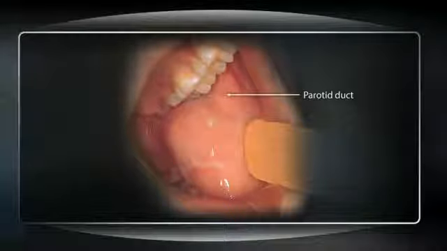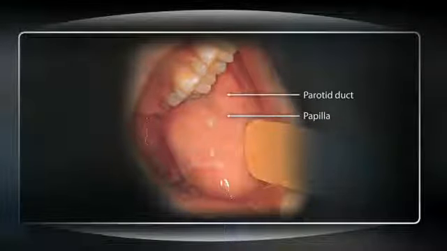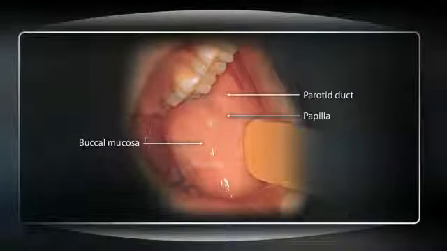Each parotid duct, or Stenson's duct, empties into the mouth near the upper second molar, where a small papilla frequently marks its location. The buccal mucosa lines the cheek.